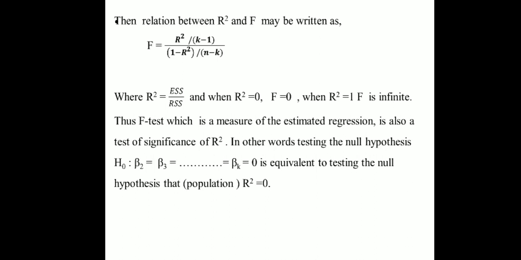Thus the F statistic, which is a measure of the estimated regression, is also a test of significance of R squared. Instead of testing with the previous formula, you can test R squared also. This is another method. In other words, testing the null hypothesis that beta 2 equal to beta 3 equal to 0 is equal to testing the null hypothesis that the population coefficient of determination R squared equals 0. That is also the same thing.